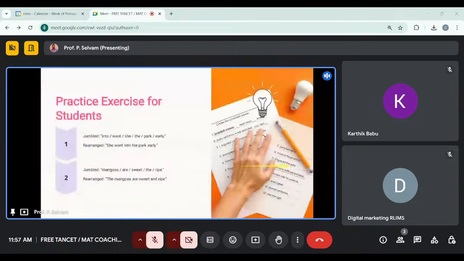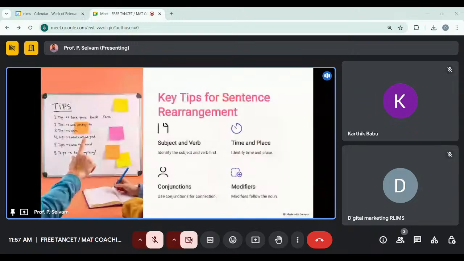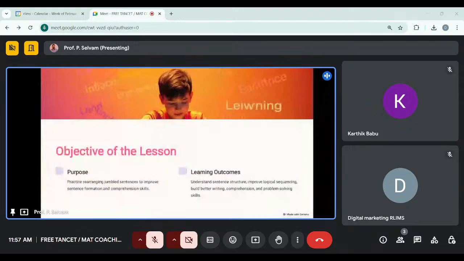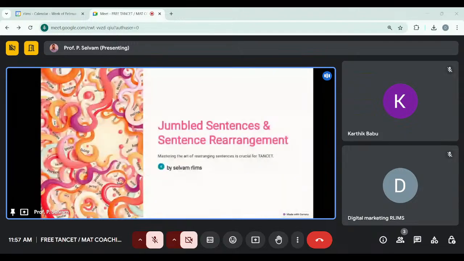So far we have discussed two important chapters: one is reading comprehension, and the other is jumbled sentences. I would like to bring my session to a close with these two topics.